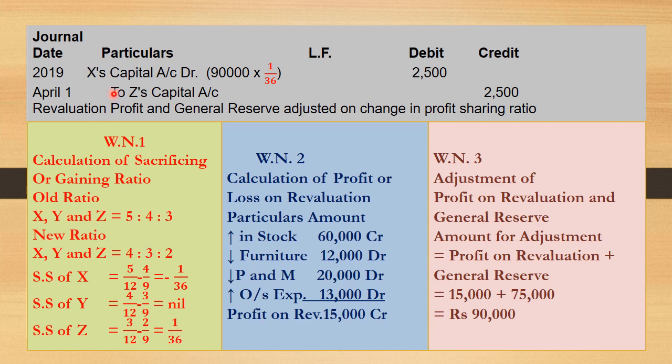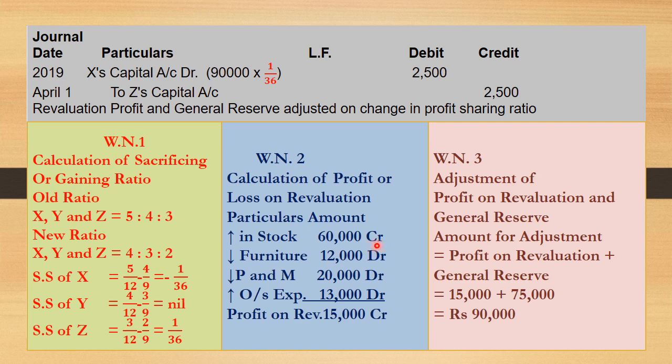Therefore, we will post them in this journal entry: X's capital account debit, being the gaining partner, to Z's capital account. Now the question arises: from where will we get these amounts? For computing this amount, first we will compute profit or loss on revaluation, and for that we will consider those adjustments which were given in the question. Now the first adjustment says there is an increase in the value of stock by rupees 60,000, which will be termed as income, and incomes are to be written on the credit side of the revaluation account.